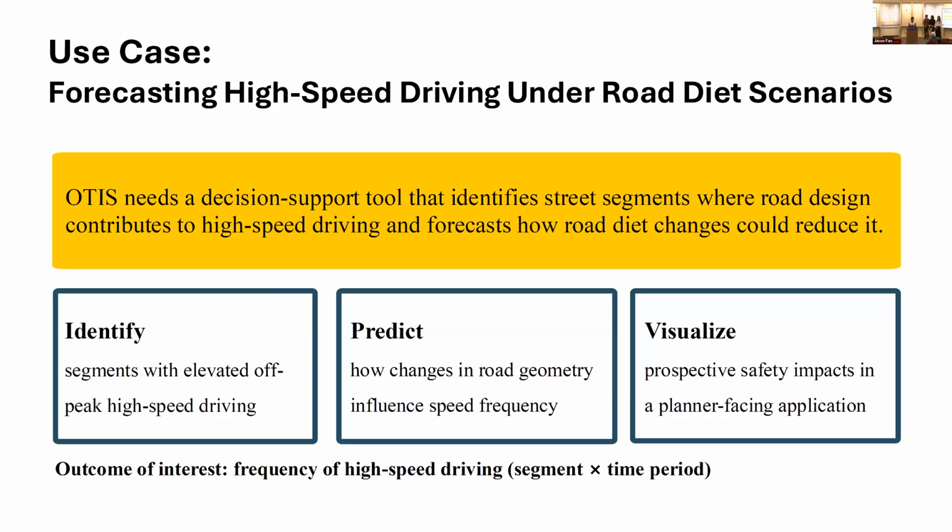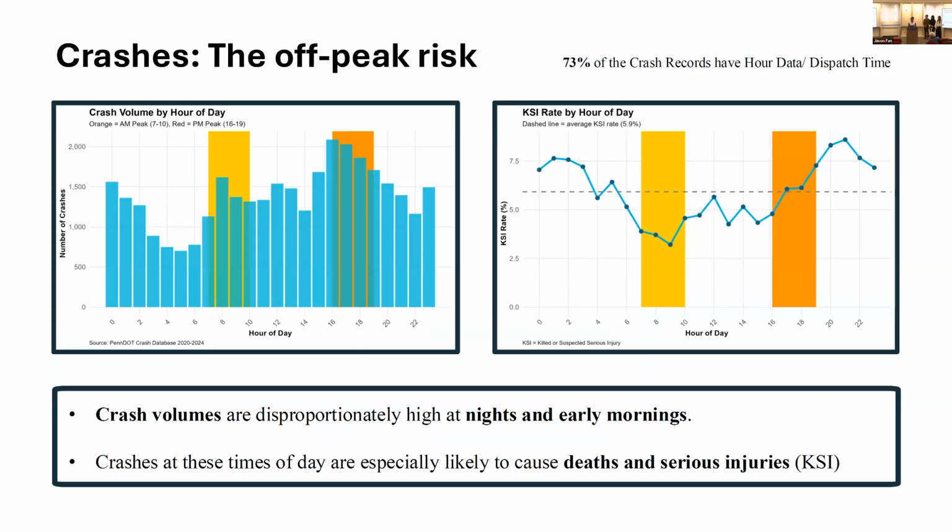The use case we designed for is a decision support tool that identifies street segments where road design contributes to elevated off-peak speeding and forecasts how specific road geometry changes would shift that risk. The outcome we model is the frequency of speeding, defined as the share of vehicles exceeding the posted speed limit at the segment level by time of day. We're working with PennDOT crash records from 2020 to 2024. Note that 73% of records contain time of day data, so these patterns reflect 3/4 of all crashes.